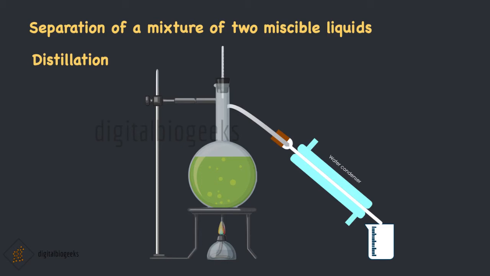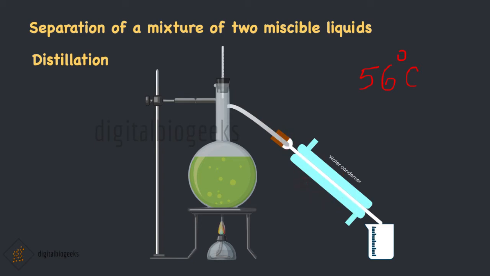The boiling point of acetone is 56 degrees centigrade, and that of water is 100 degrees centigrade. When the temperature reaches 56, the acetone starts to boil and becomes vapor. But because of the cork, this vapor cannot go out. It will pass through the side pipe on which the water condenser is connected.